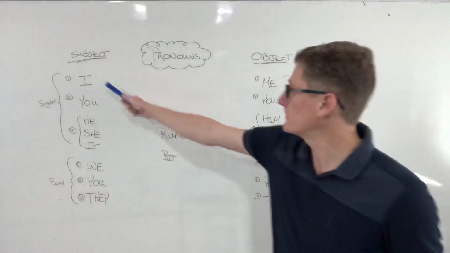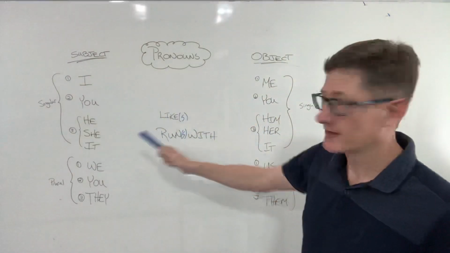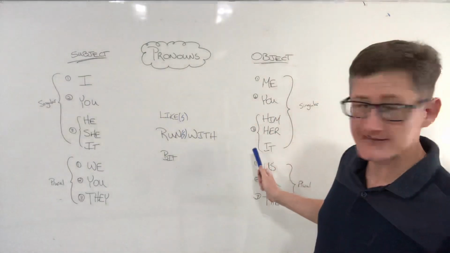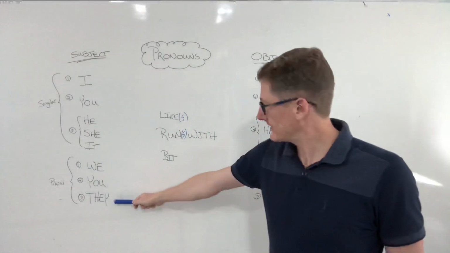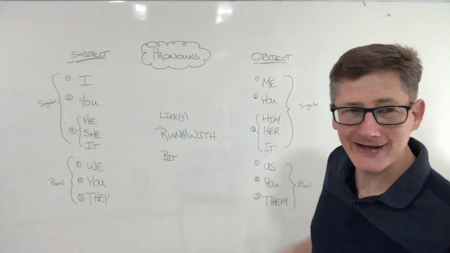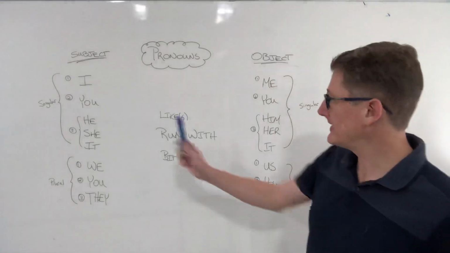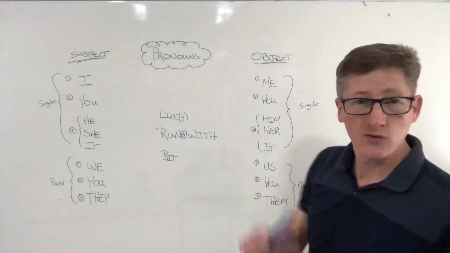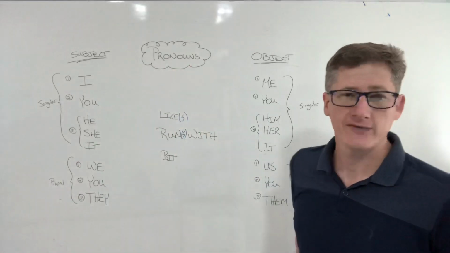It's always you. Whereas we have I, me, he, him, she, her, it, and it stays the same too. We, us, and they, them, these all change. But you and it remain the same. So, if I say, he runs with you. He runs with you. He runs with you every week.